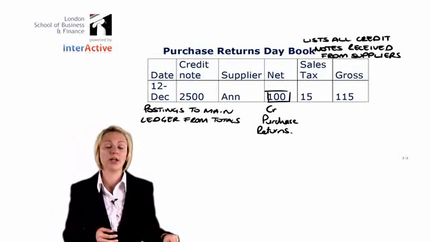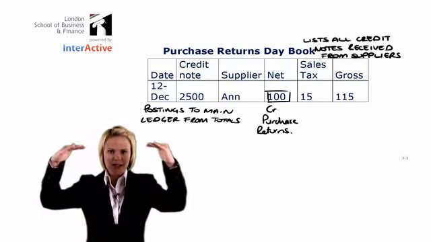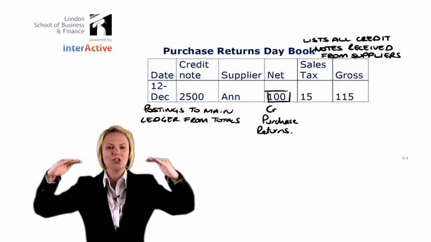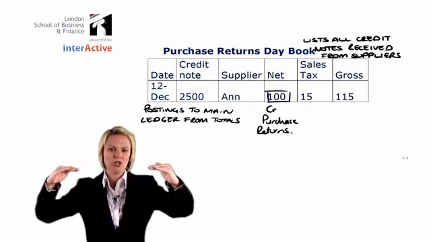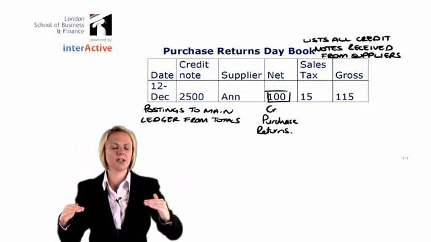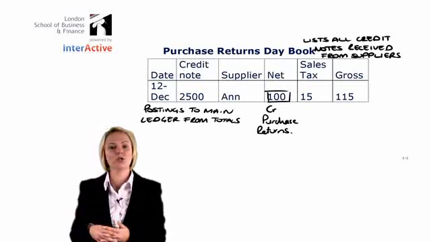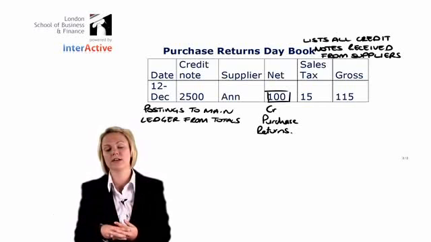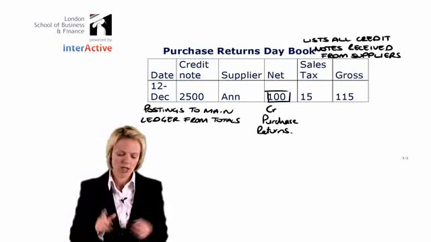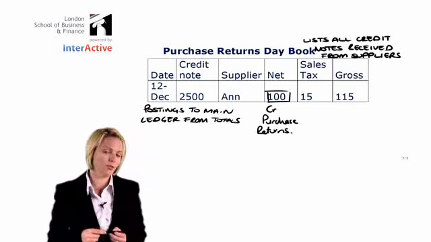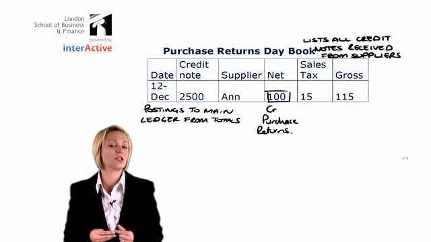Now, this would get shown in cost of sales. Opening inventory plus purchases minus purchase returns and then minus closing inventory to give total cost of sales, which will come off your sales less sales returns. Okay? So it's an income account, and it will be shown as a deduction from cost of sales.